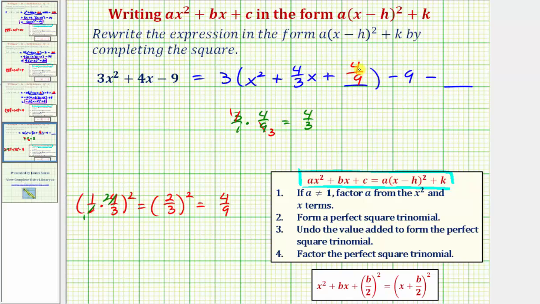So by adding 4/9 here, we're really adding 3 times 4/9, which is 4/3, which we have to undo, shown here in step 3. So we'll subtract 4/3 here. And one last thing, because we have to find this difference here, let's write 9 as 9/1.